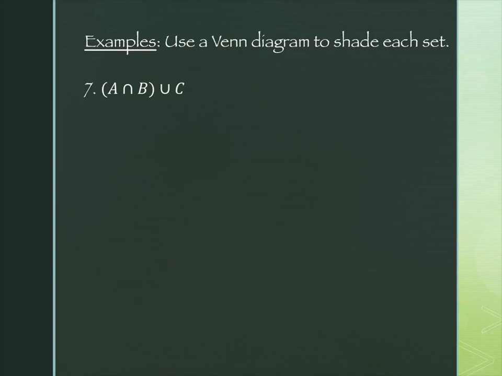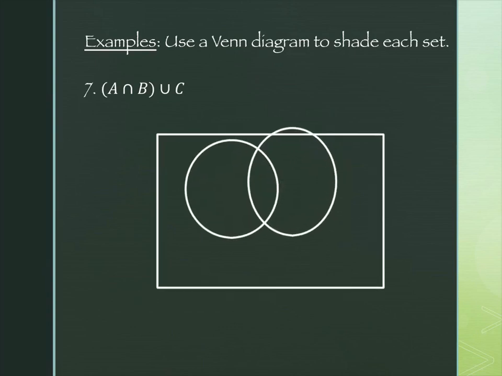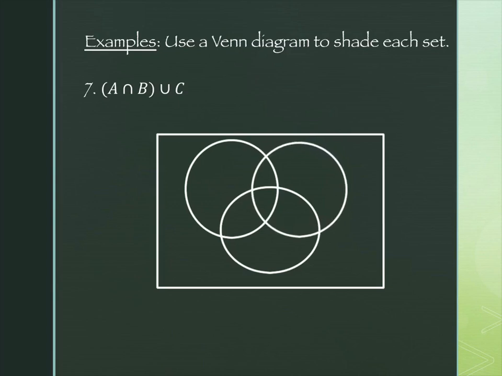Okay, I need 3 overlapping circles. So 3 overlapping circles, well, we'll do our rectangle first. 3 overlapping circles starts to look kind of like the Olympic rings or something, right? All right. Typically, we write them kind of in alphabetical order. A on the left, B on the right, C on the bottom, and the universal set U.